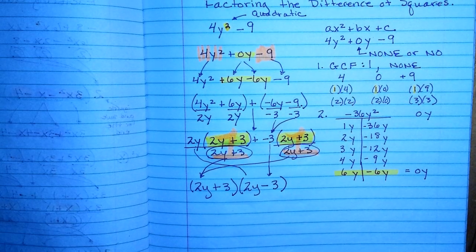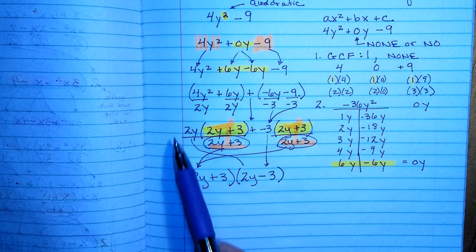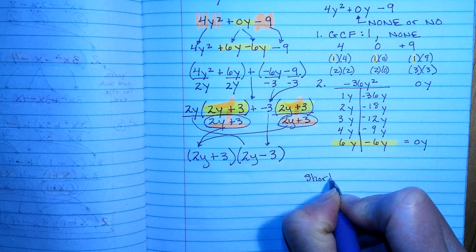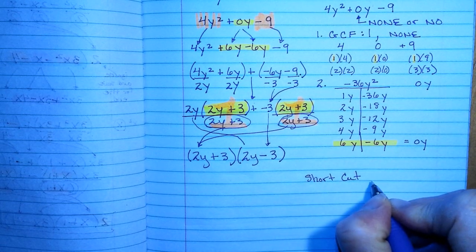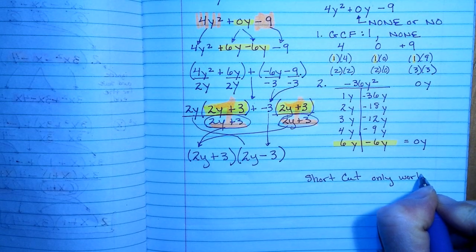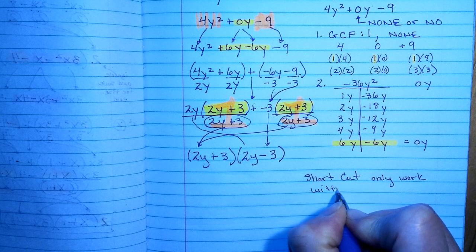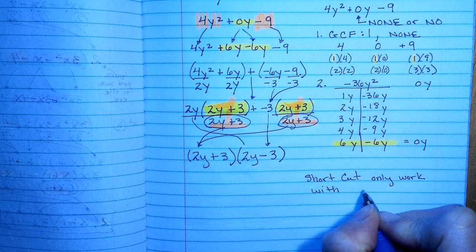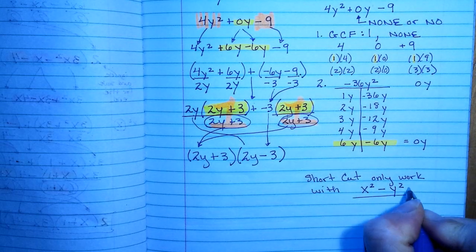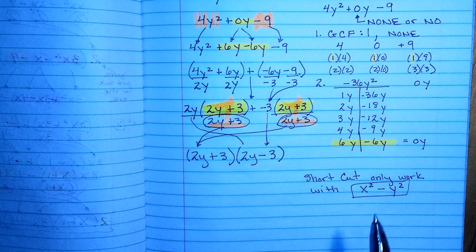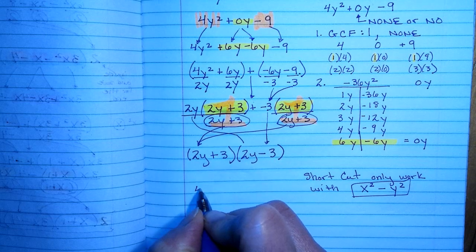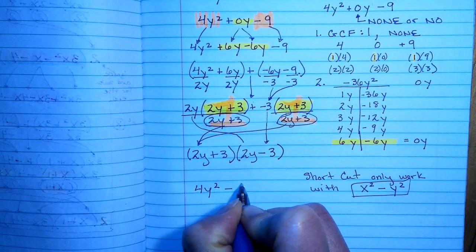Okay, so I know that this video is getting a little long, but this is how we've been factoring all along. But I want to show you a shortcut. And this shortcut only works with difference of squares. So it only works with something that's like x squared minus y squared. Something that has this sort of pattern in it where we are missing our middle term. So what did I have? I had 4y squared minus 9.